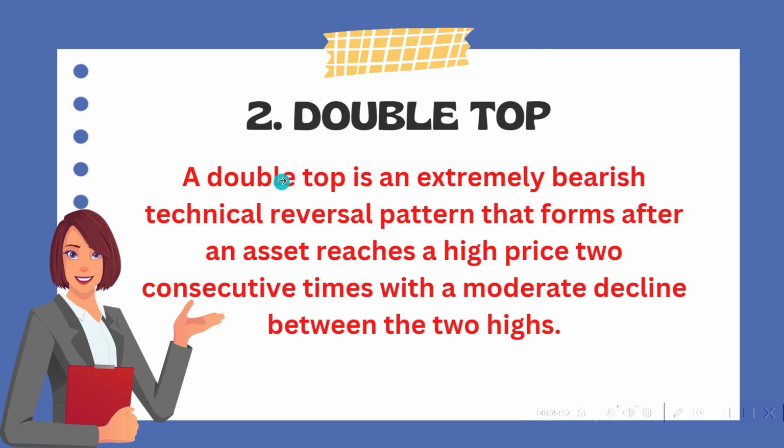Now let's discuss the second one, which is double top. A double top is an extremely bearish technical reversal pattern that forms after an asset reaches a high price two times with a moderate decline between the two highs.